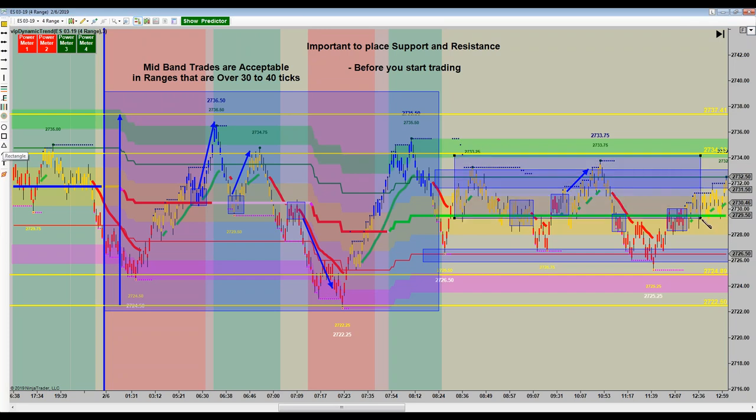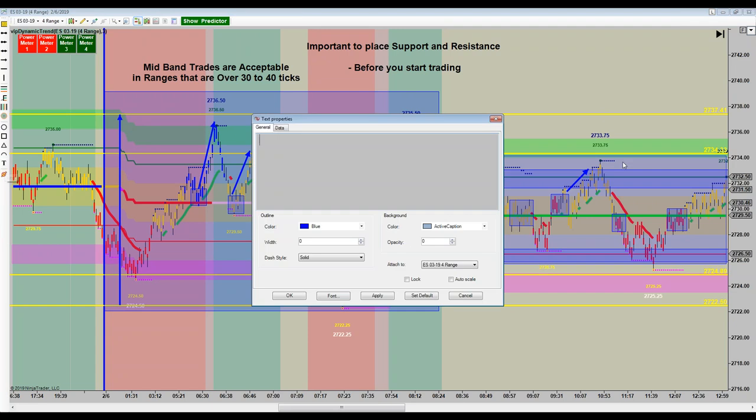Let's address this area right here, which is quite different than the area to the left. In this area right here, what we're explicitly saying is that no mid-band trades for ranges, and I'm going to go as far as to say of 25 to 30 ticks. It's too small. 25 to 30 ticks in size.